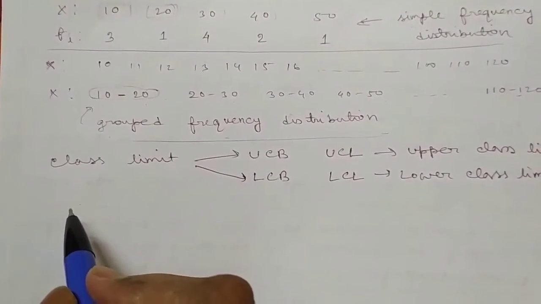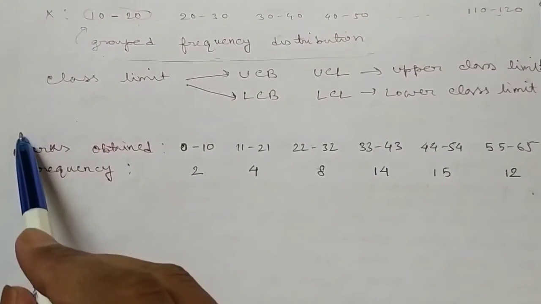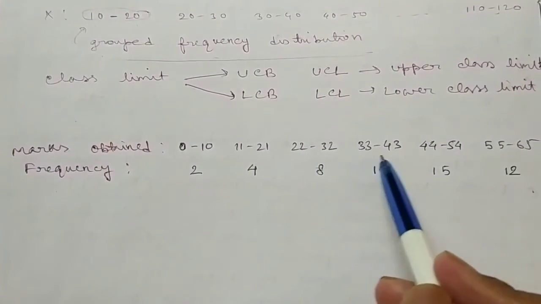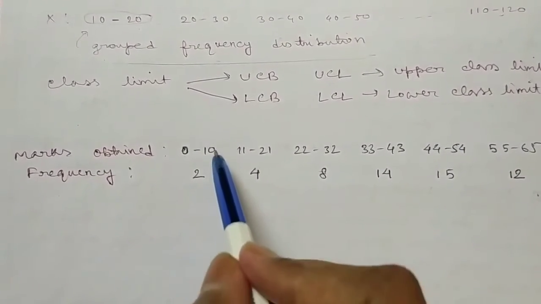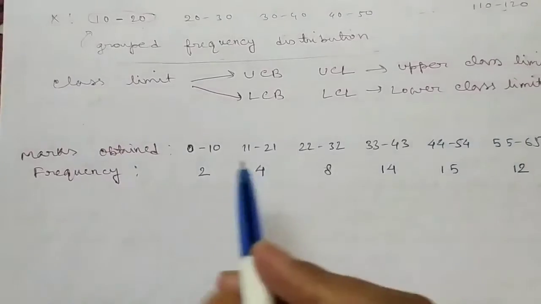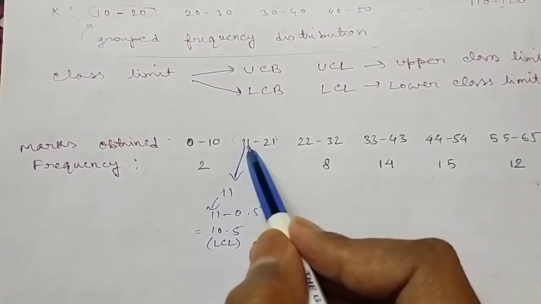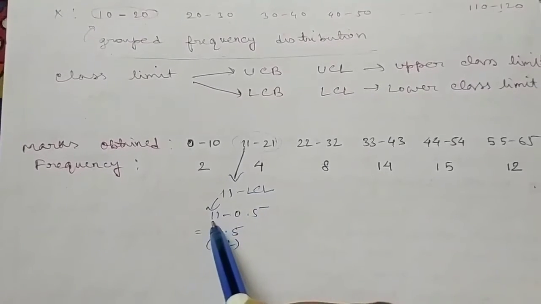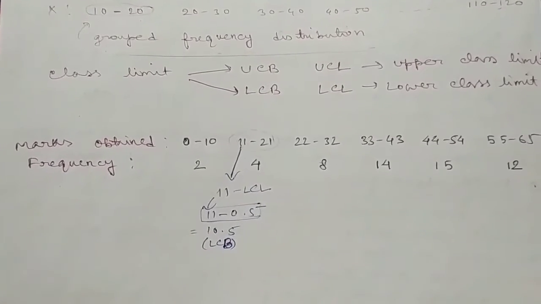If we take a distribution where x is the marks, with classes such as 0 to 10, 11 to 21, 21 to 32, this is an example of a grouped frequency distribution, and this is the frequency of the respective groups. So what is LCL? As I said, it is the lower class limit. If we take the class 11 to 21, then 11 is its lower class limit. If we subtract 0.5, 11 minus 0.5, this will be its LCB, that means lower class boundary.